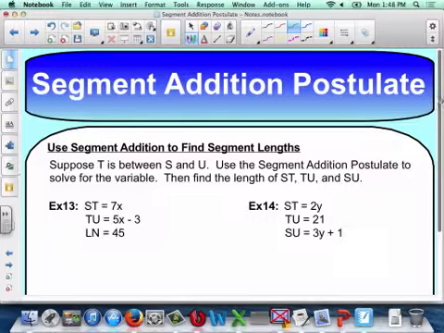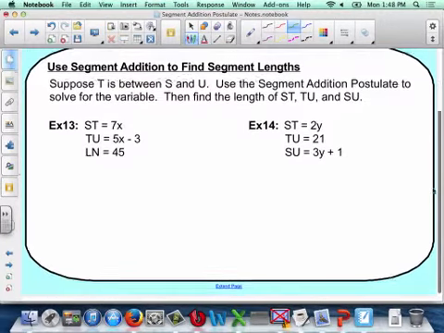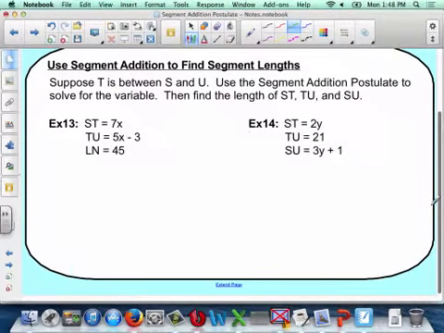All right. Here's what the majority of your homework is going to look like. Read the directions. T is between S and U. Okay, take a few seconds. Draw that out. Draw that picture. T is between S and U. I want every single person right now to draw a model of that statement. T is between S and U.